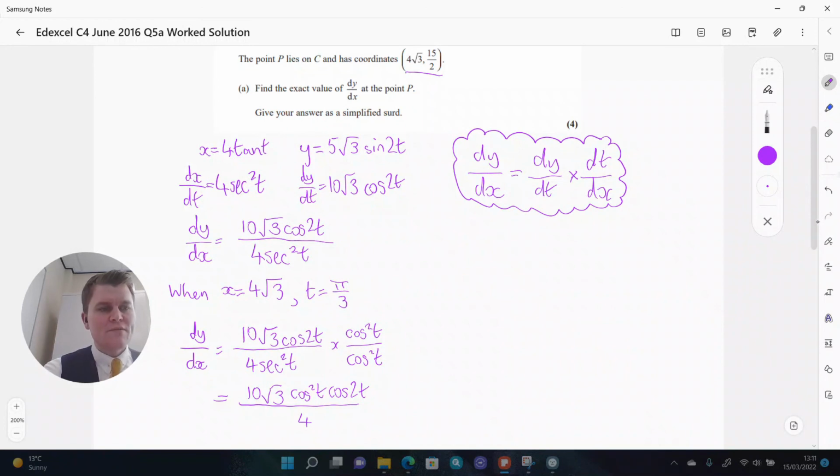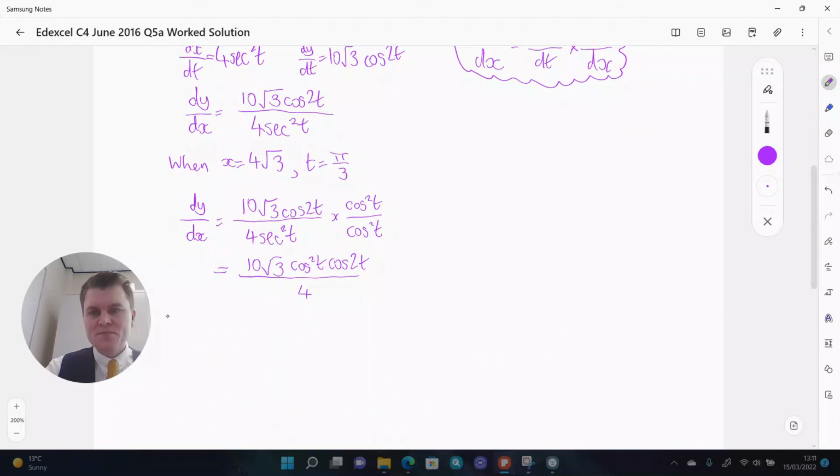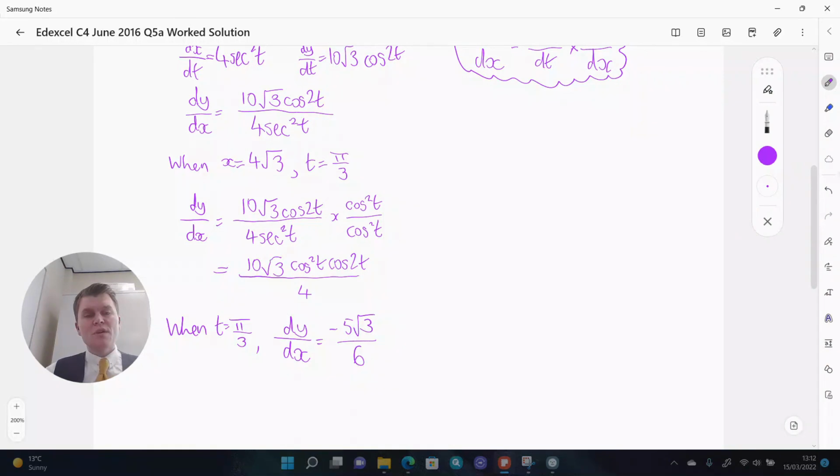Now all that's left to do is substitute your value for t in, which we worked out to be pi over 3. So putting all that into your calculator, make sure it's in radians mode. You get -5 √3 over 6.